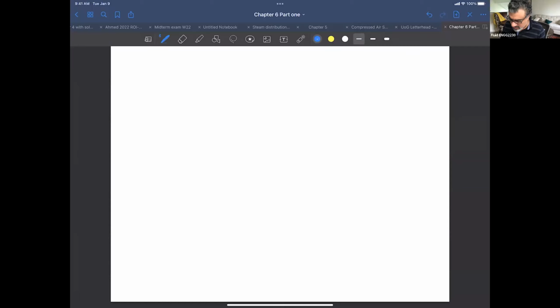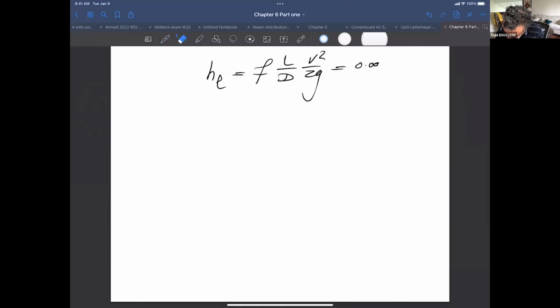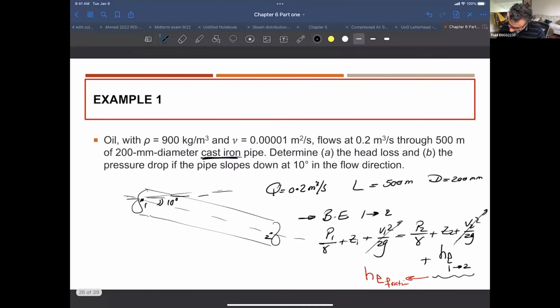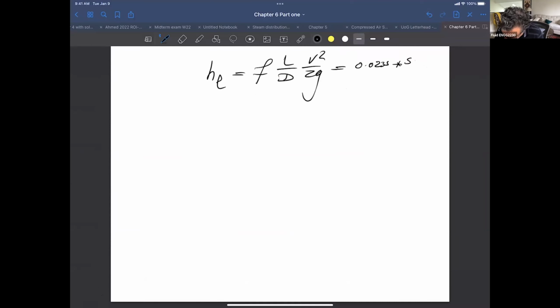So once I found this F, I can calculate our H losses. H losses is F L over D times V squared over 2G. So now I can put this number here, 0.0235 times L, which is 500 meters, divided by the diameter. Remember, the units are in meters, so you have to convert the diameter to meters. So it's 0.2. Velocity is 6.4 squared divided by 2 times 9.81, the gravitational acceleration. So I can calculate H losses.